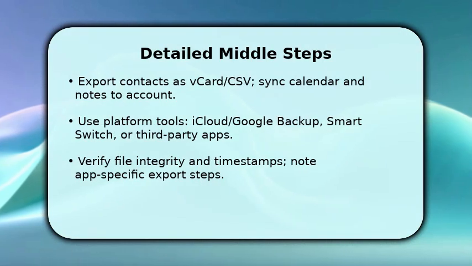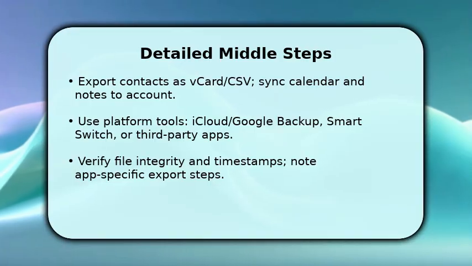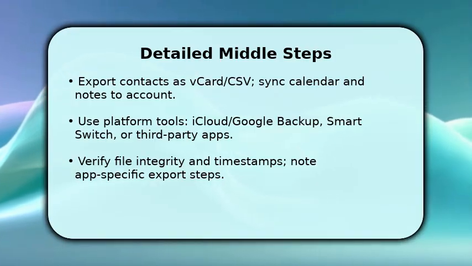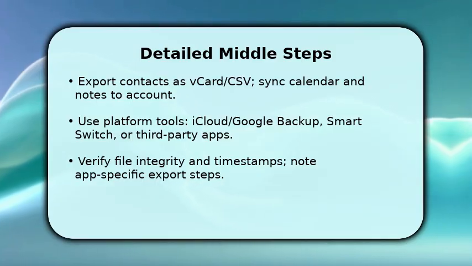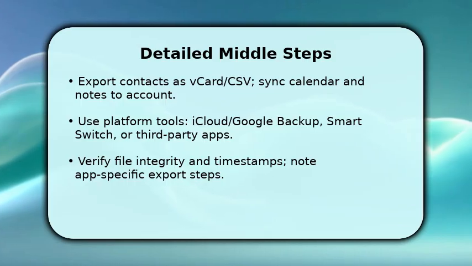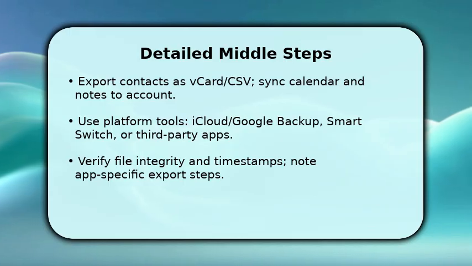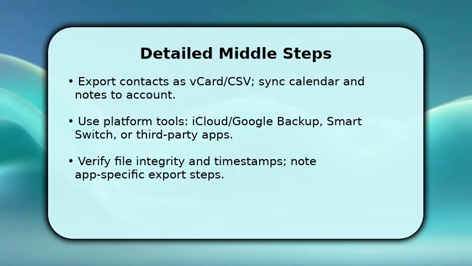Now handle structured data. Export contacts as a vCard or CSV and sync calendars and notes to your account so they reappear after reset. Use platform tools, Google Backup, iCloud, SmartSwitch, or a trusted third-party app to capture app data and settings that system backups miss. Make explicit exports for two-factor tokens and messenger histories where supported.